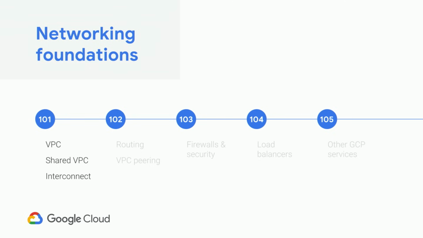During the next section, we'll cover routing or VPC peering. Next, we'll move into firewalls and security. We'll also plan to have a session on load balancers and all the flavors that Google has and how to use them in the cloud environment. And then we'll cover other services. If there's something networking related that you want us to cover, please let us know and we'll figure out how to integrate it into these topics.